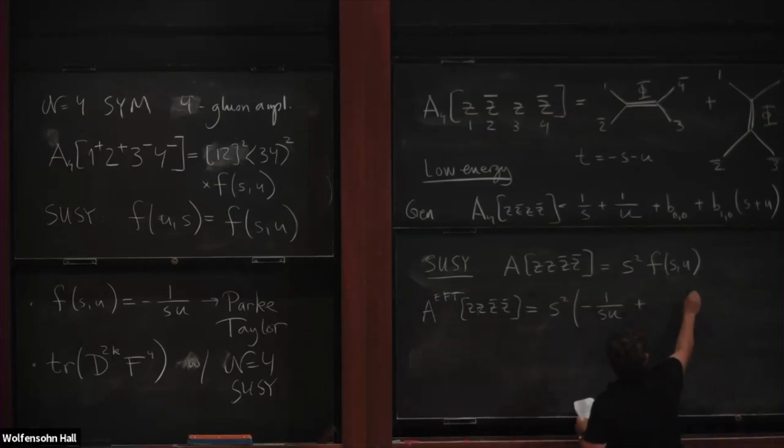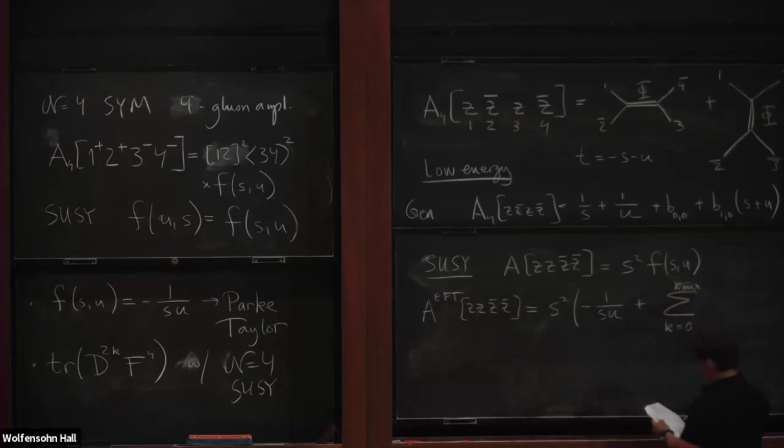And then you get a sum over K going from 0 to in principle infinity, but let's cut it off at some K max. This comes from the derivatives in the interactions. Then this sums over the possible different terms that they could have. And then there are some coefficients that I call A_KQ, and they multiply S to the K minus Q, U to the Q, and that is my most general low energy expansion. So it's very similar to what I had up above.